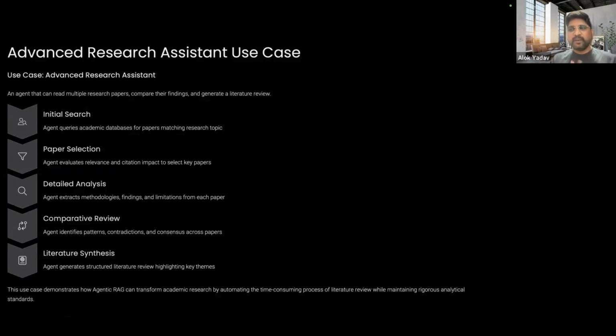So it will search for the academic papers. It is going to evaluate the relevance and the impact of those papers. Then it will evaluate some sort of methodologies and findings, and do a comparative review. It will try to see what the contradictions are, what the patterns are, and then it will generate a structured review that we are having here.